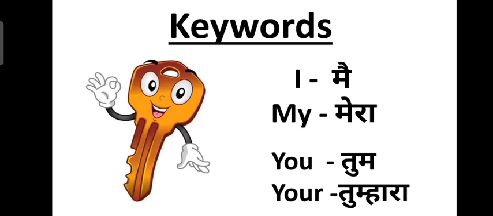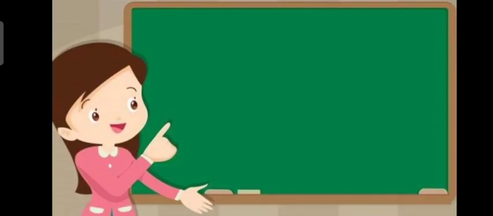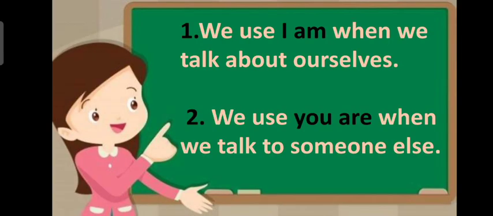So children, these are called pronouns: I, my, you and your. These all are pronouns. So if I am asking you, what is I, my, you and your? So you will answer me that, ma'am, these are pronouns. And the pair of I is my and you is your. Okay?